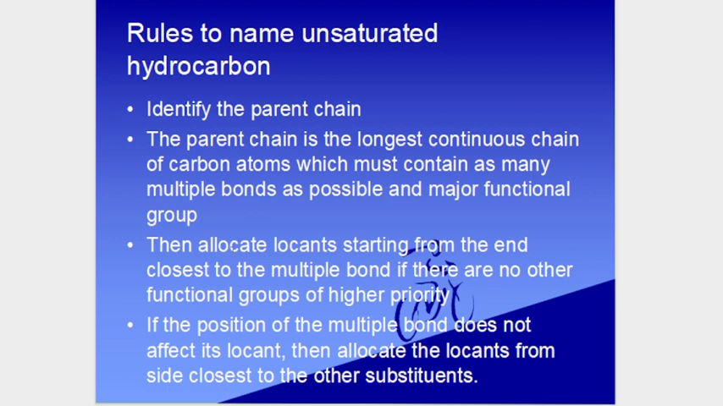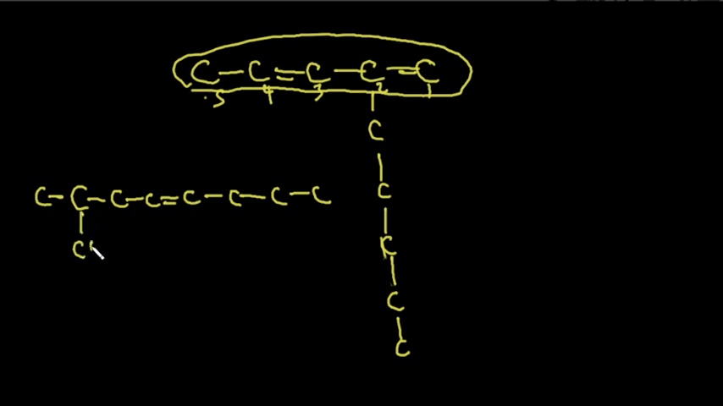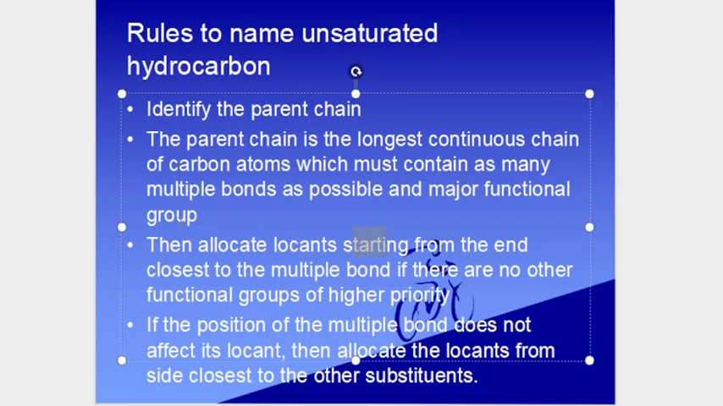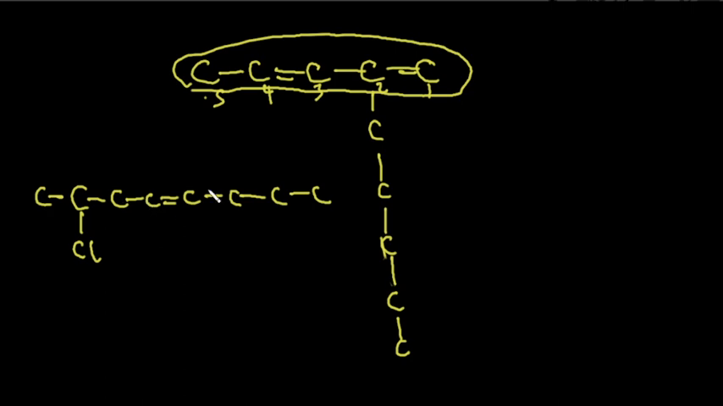Okay, moving on to the next one. The next rule says if the position of the multiple bond does not affect its locant, then allocate locants from the side closest to the other substituent. Imagine you had chlorine close to this side. Now, let's apply the second rule. The second rule says we should allocate locants starting from the end closest to the double bond if there are no other functional groups of higher priority. And if you check this particular molecule, you will notice that it does not have any other functional group of higher priority. The only other group is chlorine, and halides have lower priority than alkenes. We'll see that in the next study.